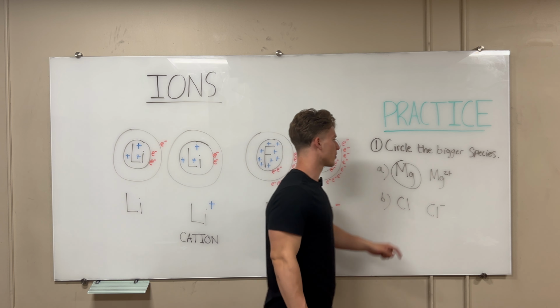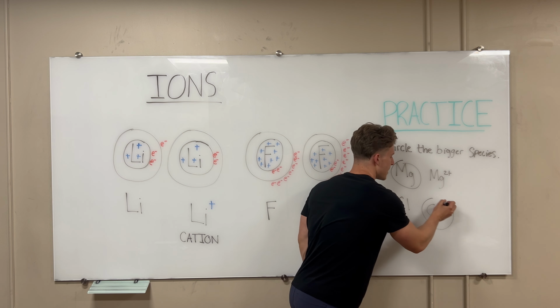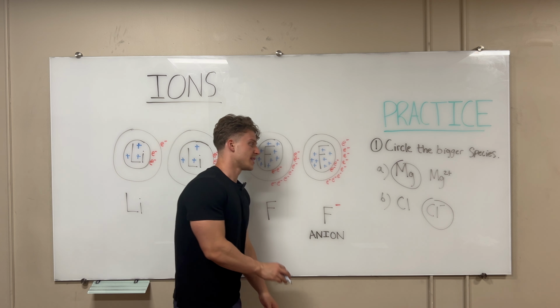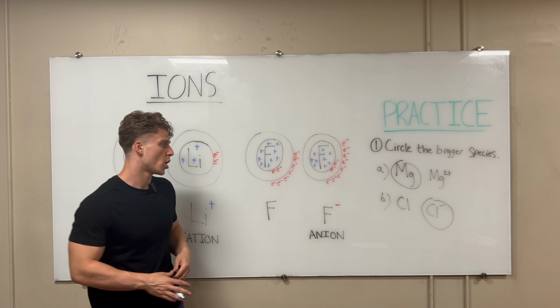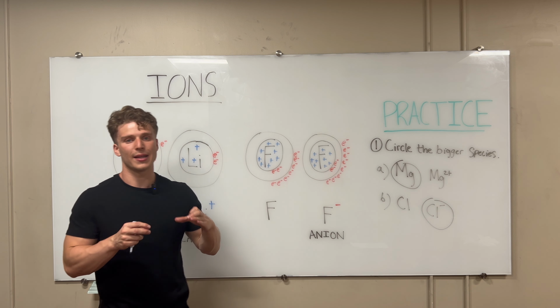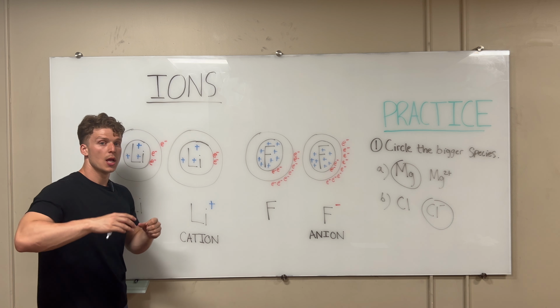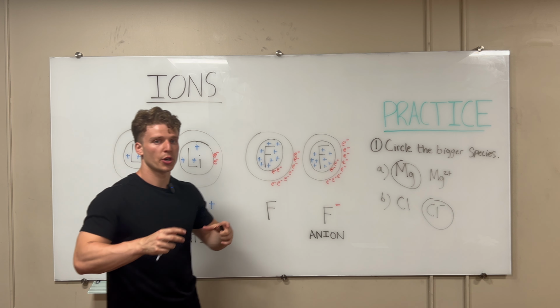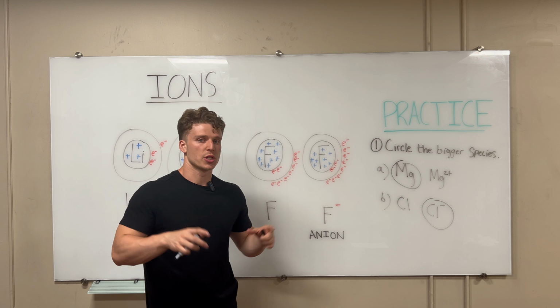Now, what about Cl versus Cl minus? Cl minus is going to be bigger than Cl. We're going to have an extra electron with Cl minus, right? More electron-electron repulsion, right? Negative things repel each other, resulting in a bigger species, right?